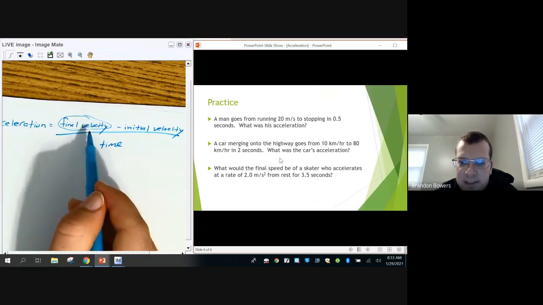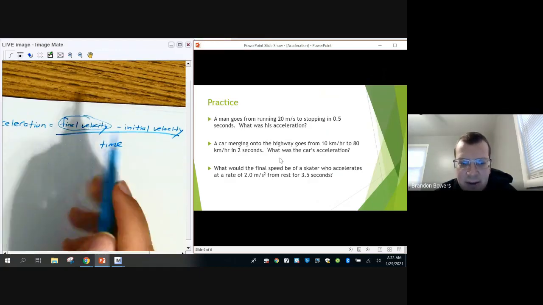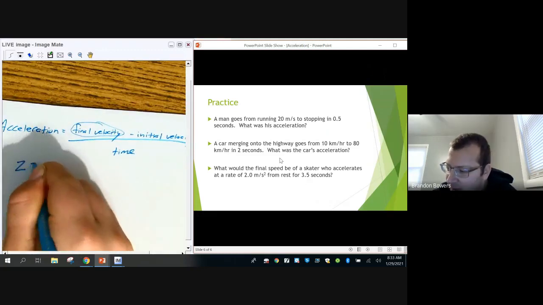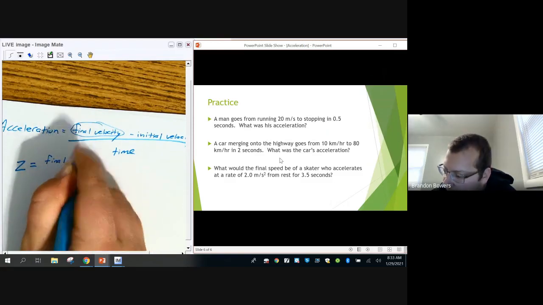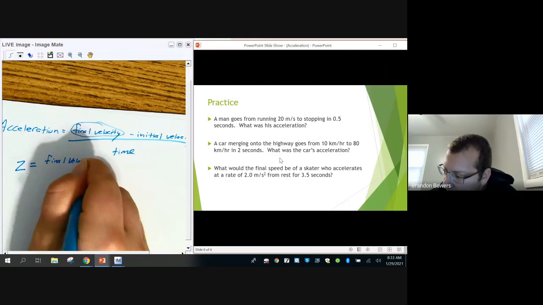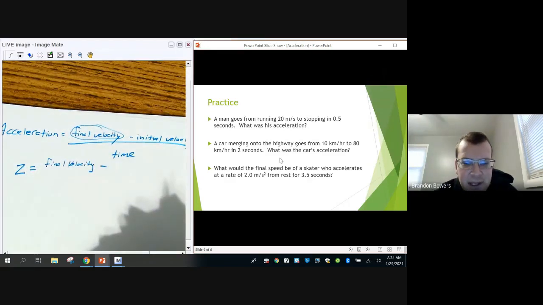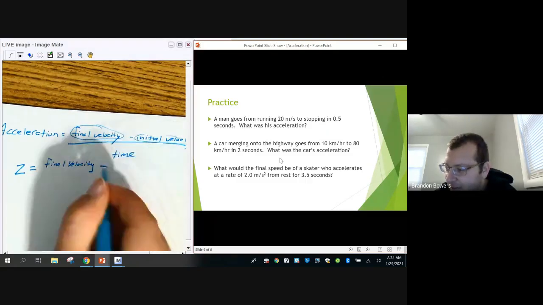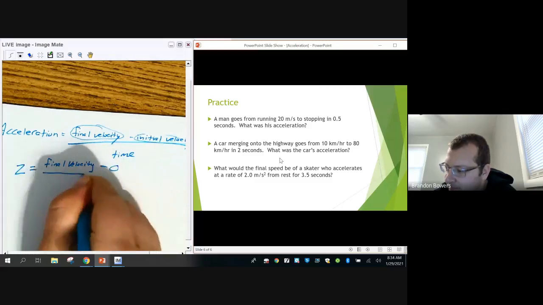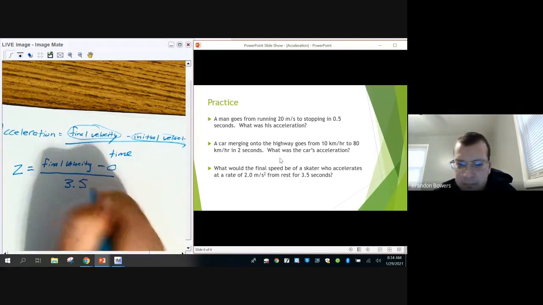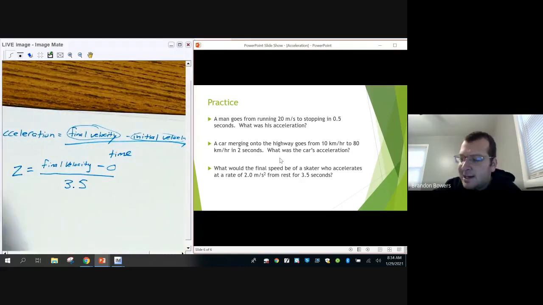If a skater accelerates at a rate of 2, so I know my acceleration. I know 2 is equal to, I don't know my final velocity. That's what I'm solving for. Minus, from rest. If he is accelerating from rest, well, rest means my initial velocity is 0. All over time, my time is 3.5.